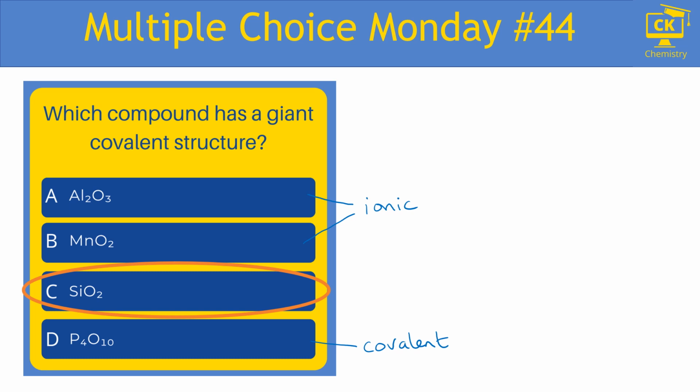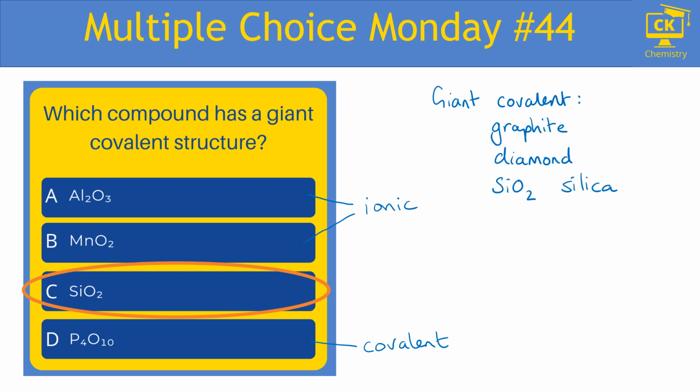So one thing you should know is that really there's only three common examples of giant covalent, and that is graphite, diamond, and silicon dioxide, which is also known as just silica. It's what we find in sand and quartz and other minerals. One thing we should have in common is that all of these contain group 4 elements. So group 4 means that they're forming 4 covalent bonds, tetrahedral structure.